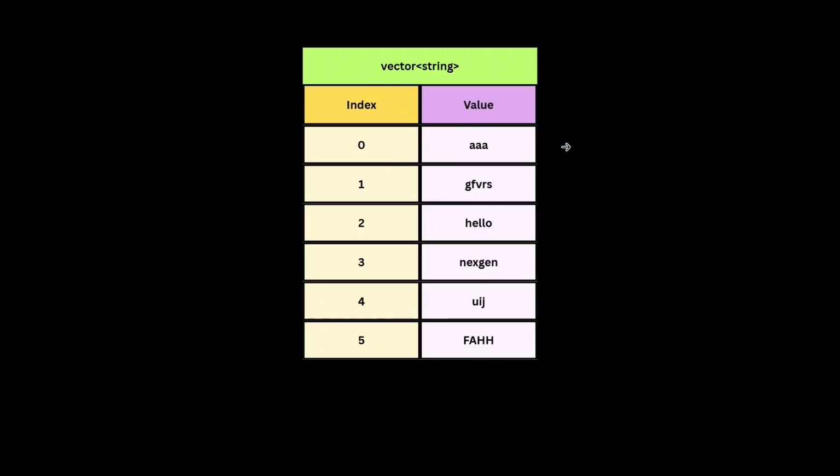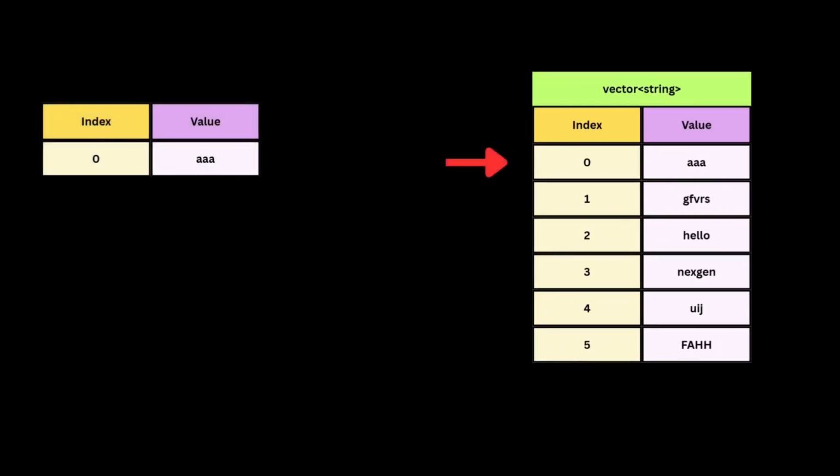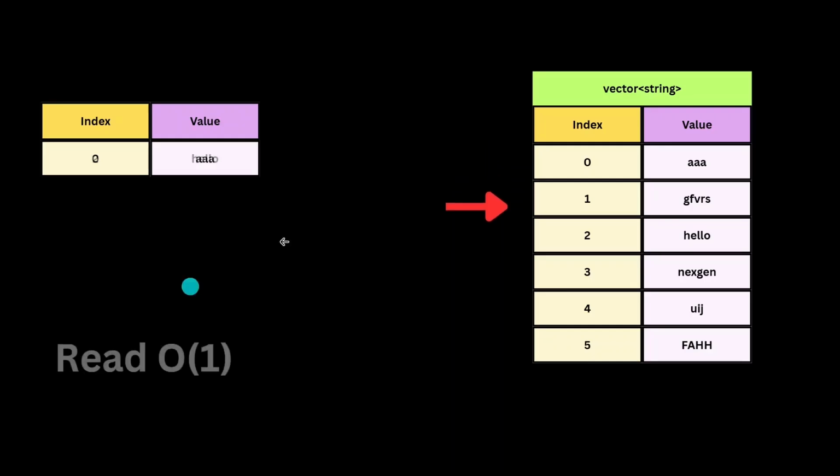Now, the most useful thing about thinking of them as addresses is that you can obtain any value you want instantly, or more formally in O(1) constant complexity. If you want the item at index 0, you type in 0 and you get AAA, and for index 2 you type the index 2 and you'll get hello. So this is the most useful thing in vectors and it is used a lot.